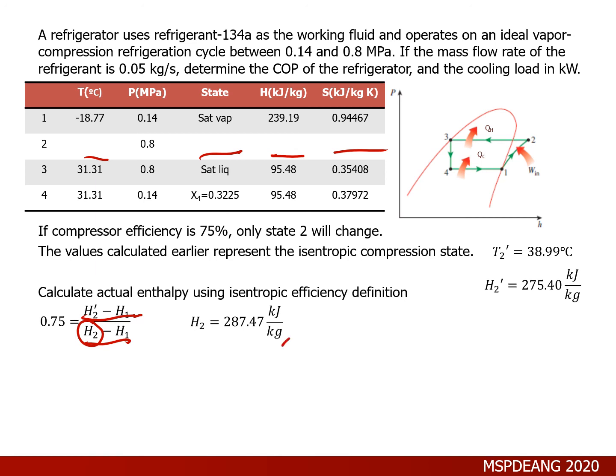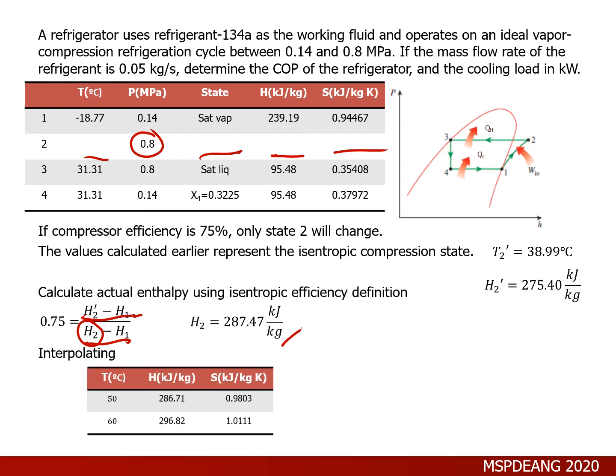And using this value of the specific enthalpy, tignan mo ulit ngayon yung table mo at 0.8 MPa para hanapin kung saan nag-match si H2 at 0.8 MPa and 287.47 kilojoules per kilogram. And if you take a look at your table, this should fall between 50 and 60 degrees Celsius. So medyo malapit sa 50 degrees Celsius. Okay, but to get the actual value, let's interpolate. So interpolating, T2 is 50.75 degrees Celsius.